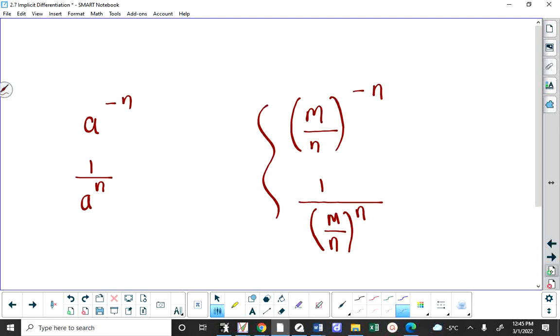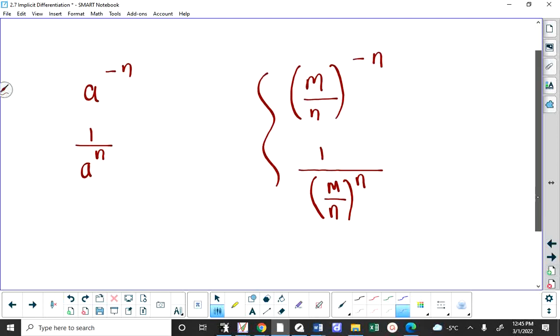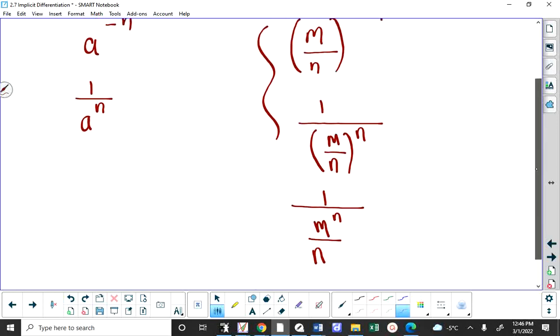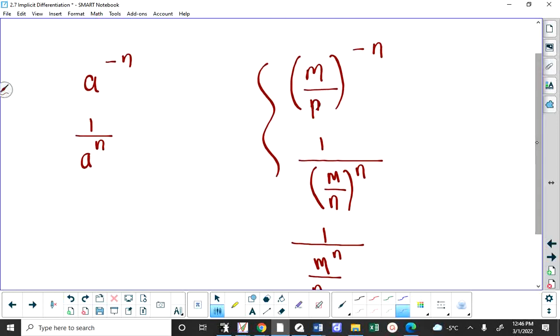And I'm going to kind of go in circles here to demonstrate my point. What I can then do is apply that exponent to the numerator and denominator of this fraction of m over n. Oh boy, I really shouldn't have used n. I'm going to change this n to a p. I don't want two n's. Okay.